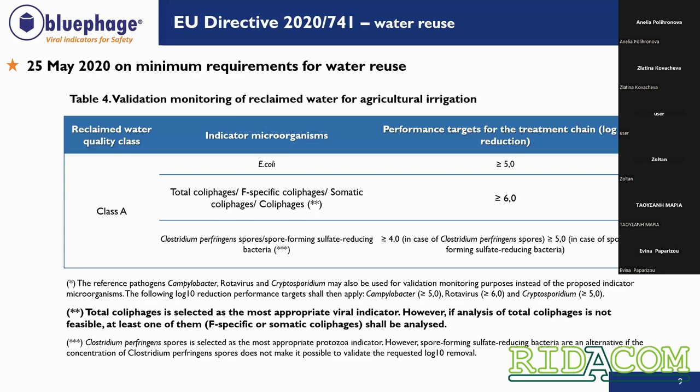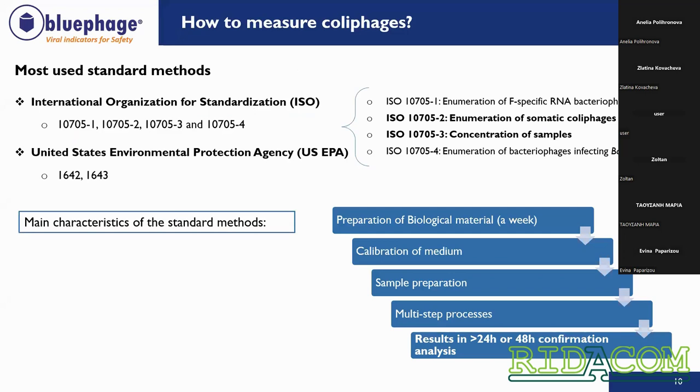So how do we analyze the somatic coliphages? We have different standards, but mainly in Europe, we use the ISO standard, but also in America, they have the US EPA standards 1642 and 1643. The ISO standard that explains how to analyze the coliphages has several parts. It is the ISO 10705. Part one is the analysis of the F-specific coliphages. Part two is the enumeration of the somatic coliphages. And part three gives us the information on how to validate our concentration method, and provides some examples of concentration methodology.